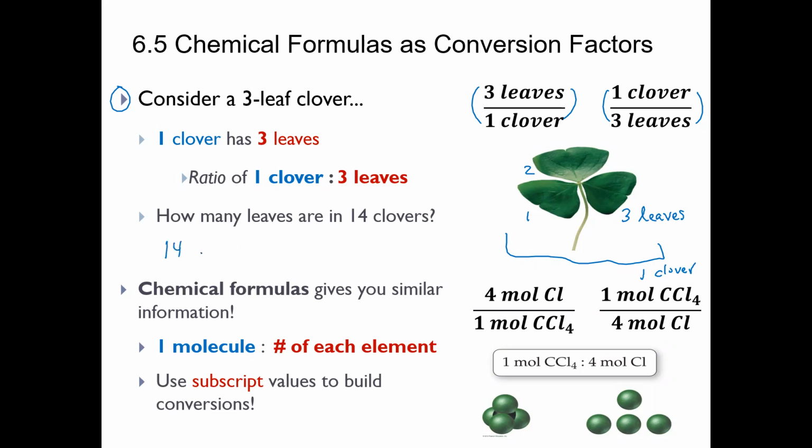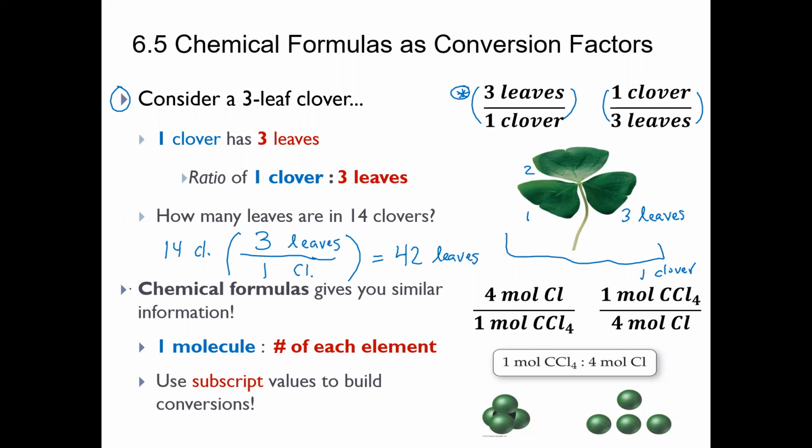If we have 14 clovers, and we want to know how many leaves there are, we can use this first version up here, 3 leaves for every 1 clover. 14 times 3 is 42. We have 42 leaves for every 14 clovers. We can convert from one substance to another if we know something about its structure.